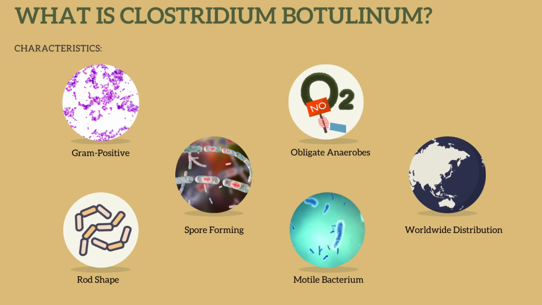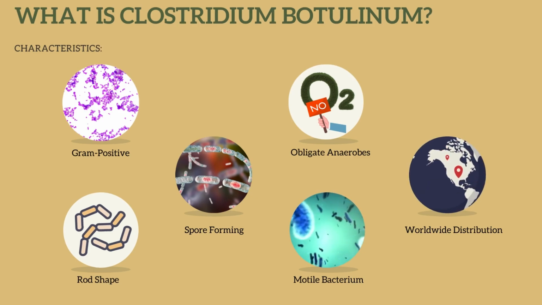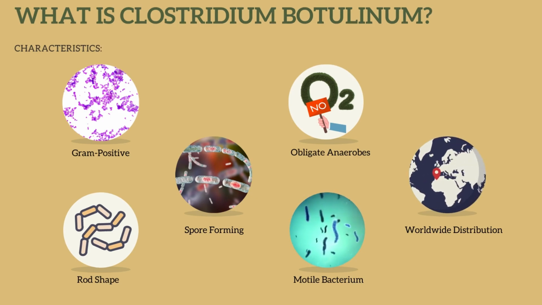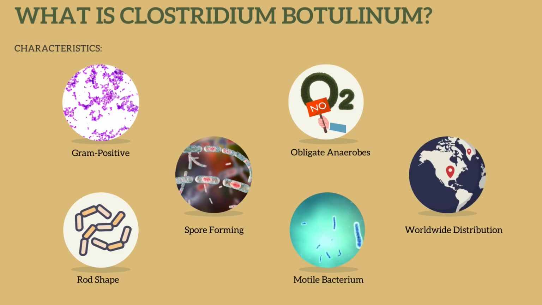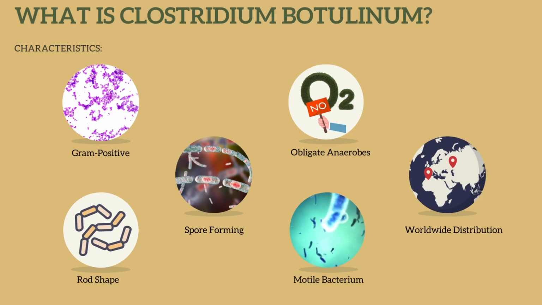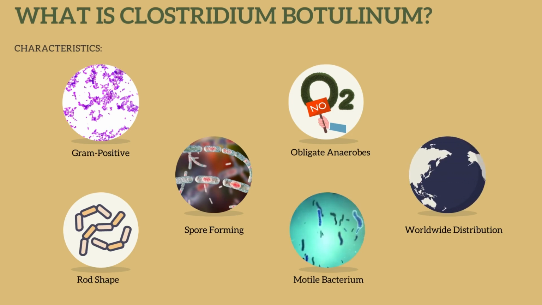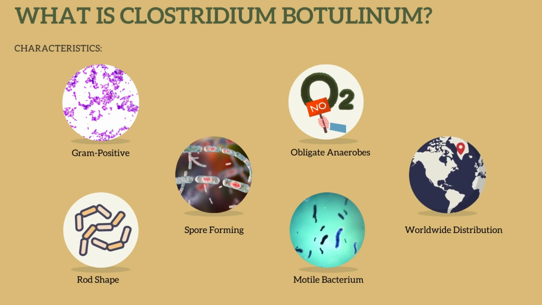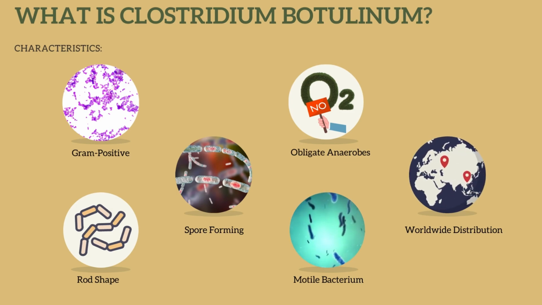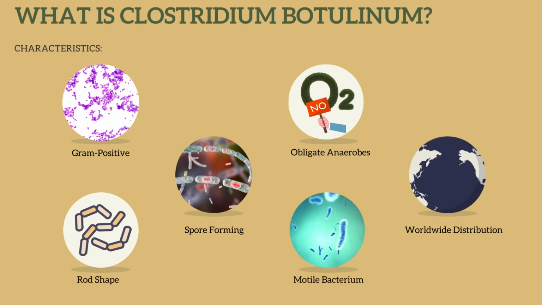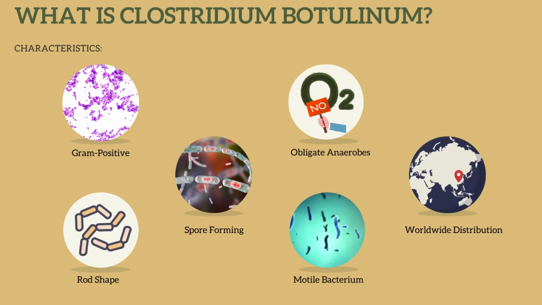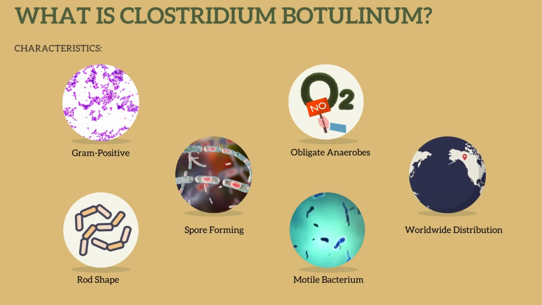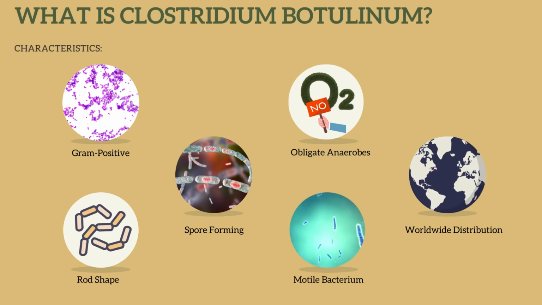What is Clostridium botulinum? Clostridium botulinum is a bacillus bacteria, meaning it's a gram-positive and rod-shaped bacteria. It is an obligate anaerobe, where it requires no oxygen to grow. So, if there is any oxygen present, it can become stressed and produce spores. It is also a multibacterium. And where can we find it? This type of bacteria is widespread, found worldwide and can be found everywhere.